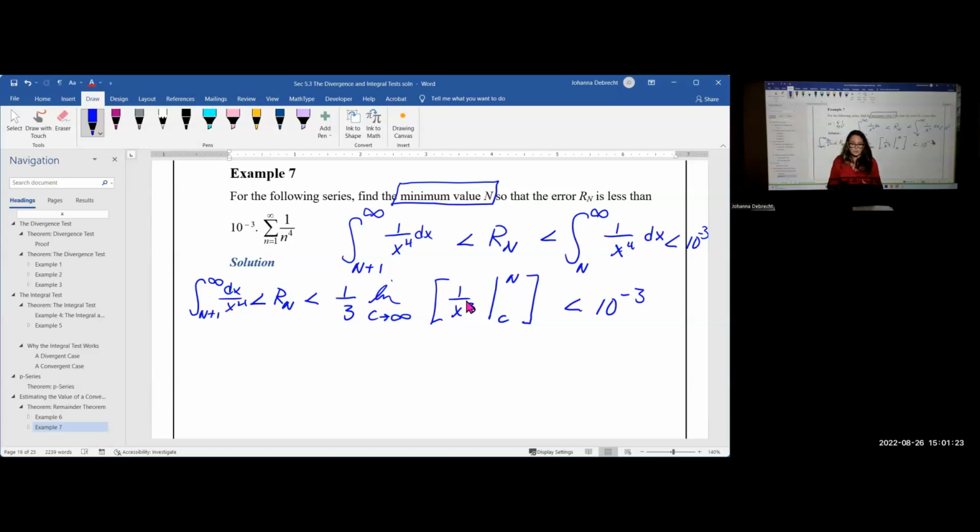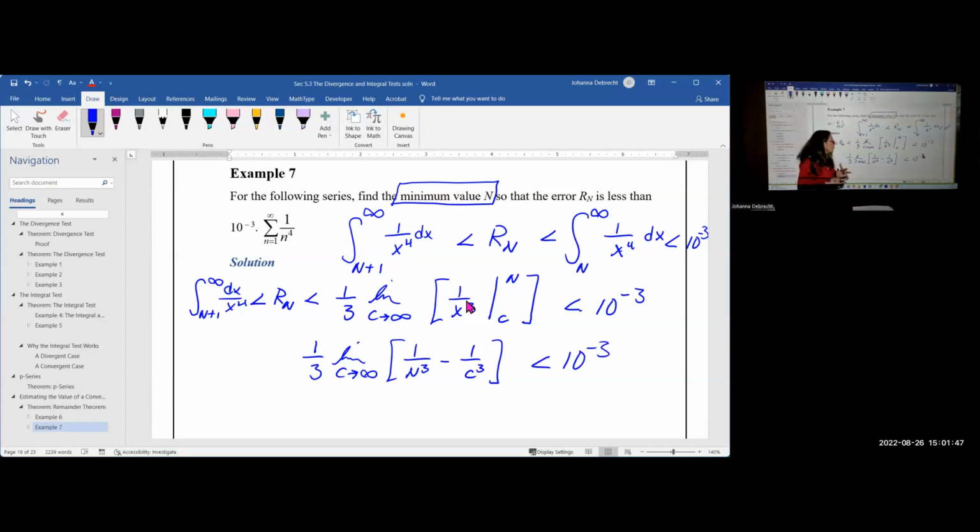So what we're going to do is go ahead and evaluate this limit right here. We know what this is going to give us. Coming down here, we have 1/3, and then the limit as c goes to infinity of 1 over n to the 3rd minus 1 over c to the 3rd. And we want this to be less than 10 to the negative 3. Again, we're more or less ignoring the lower end of the inequality. We're only concerned with the maximum error involved, which we want to be less than 10 to the negative 3.